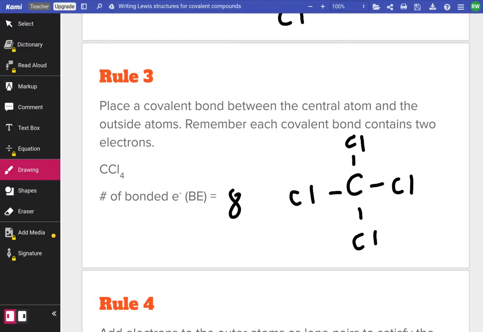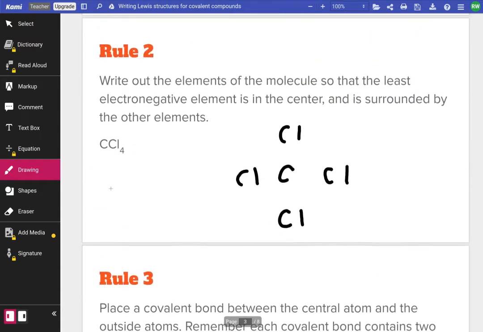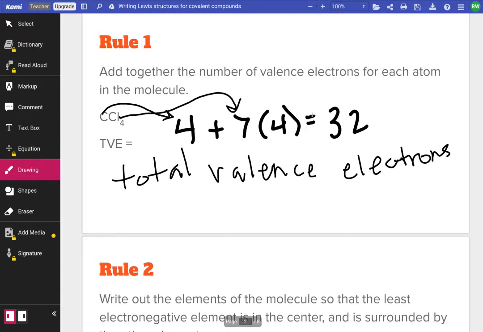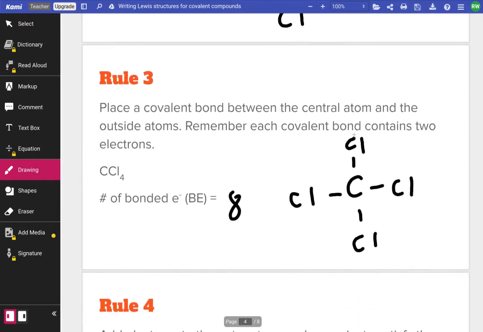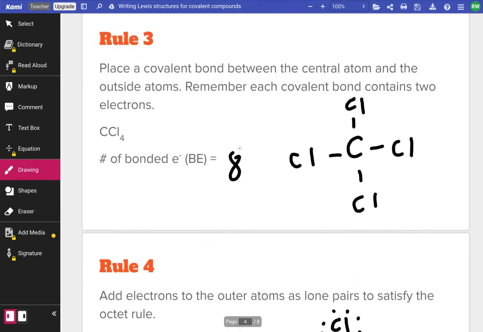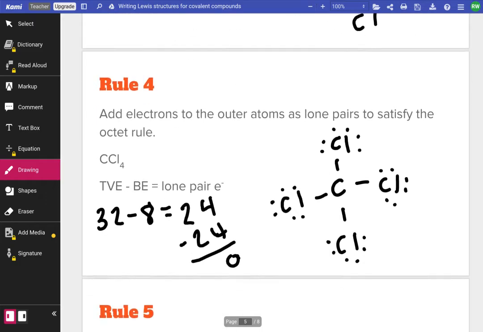So I'm going to remember that each bond contains 2 electrons, and I'm going to write that down, and I'm going to call those the bonding electrons, and make sure I add up that number. So right here, I have 4 dashes or 4 bonds, and there's 2 electrons in each. So 4 times 2 is 8. So far, out of my 32 total valence electrons, I have used up 8 of them. That is my bonding or bonded electrons.